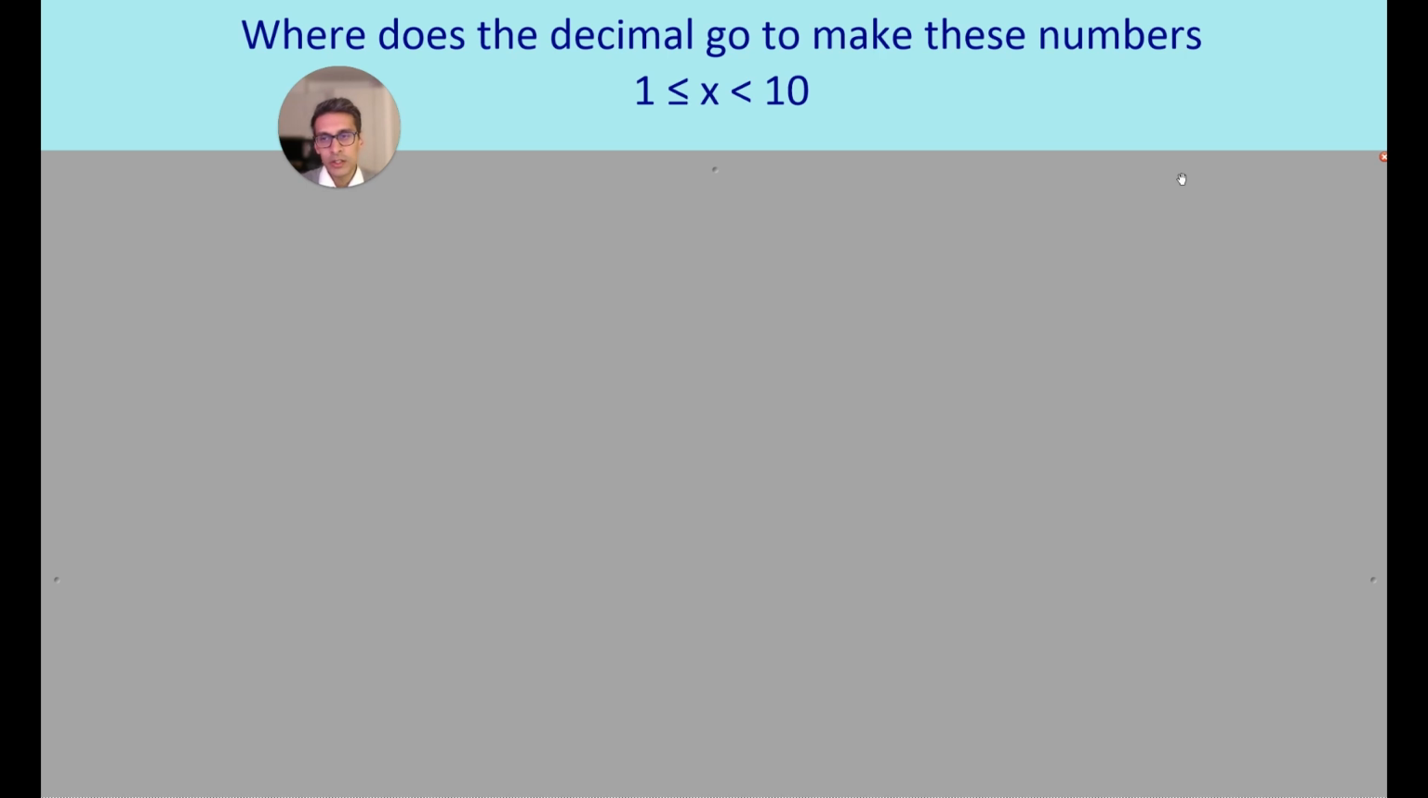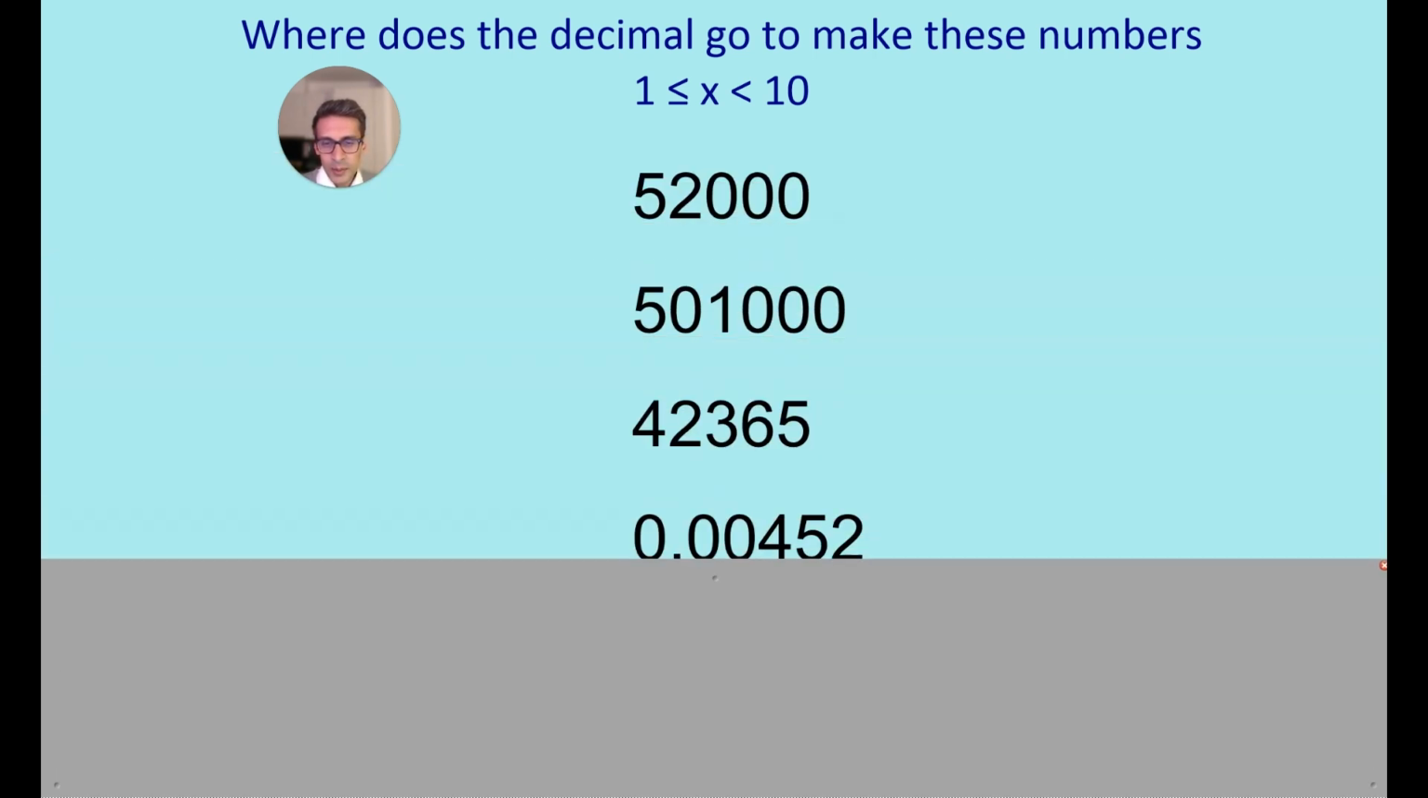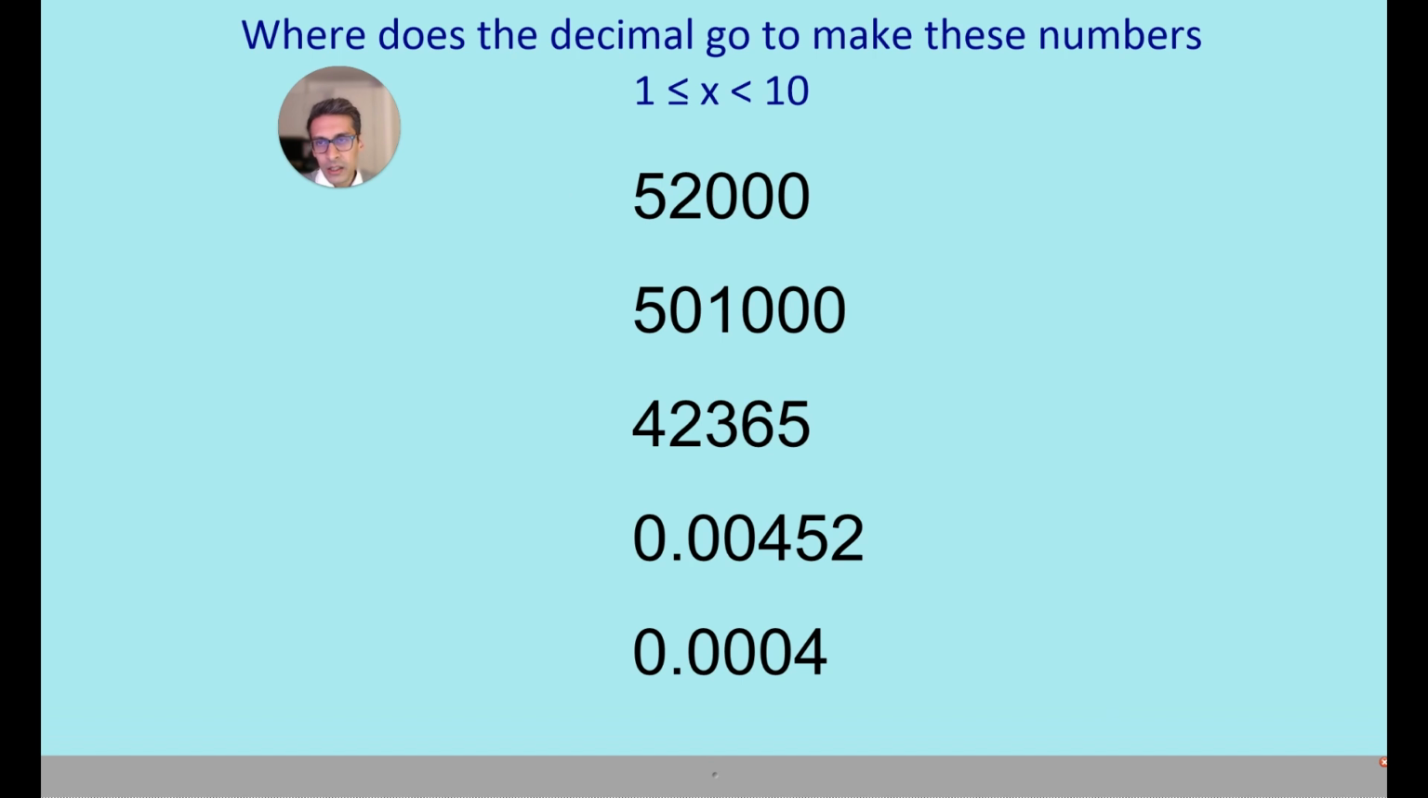Everyone, this is a continuation of standard form. Now we're going to look at how to write things as ordinary numbers and how to write things in standard form in this video. So the first thing you need to do is a slightly odd set of questions. You just have to place a decimal here. Where would the decimal go in order to make this number between 1 and 10?